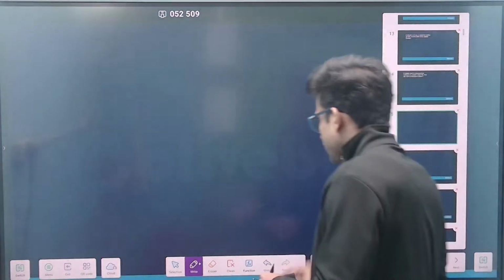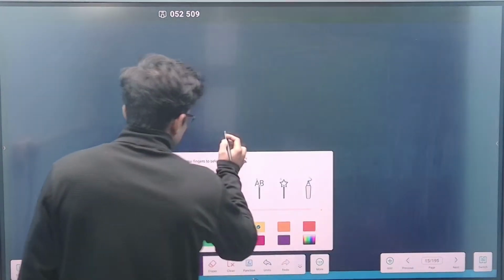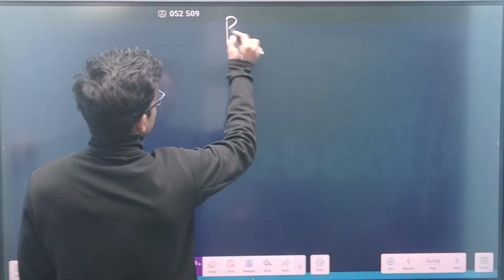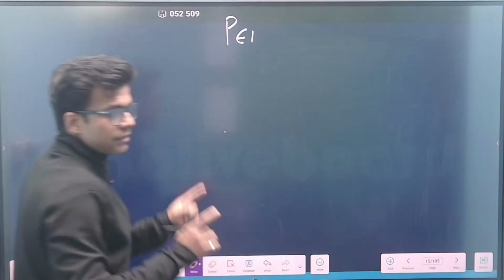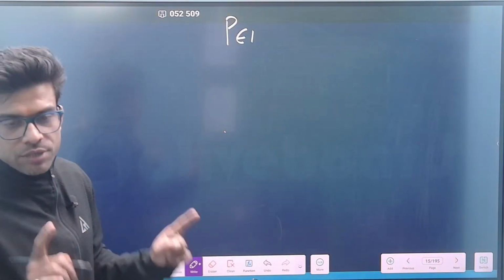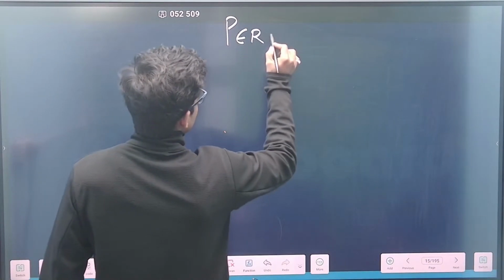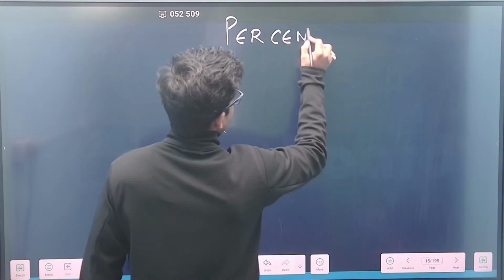So before I start, guys, first of all, everybody knows the definition of percentage, right? Also guys, this PDF would be given on my Telegram channel. As all of you know, I'll give you the PDF. So everybody knows about the percentage, correct?